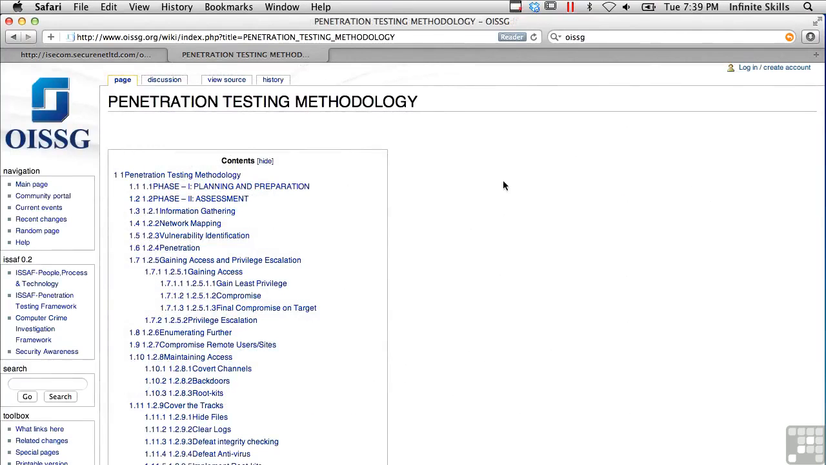Another methodology here is from the OISSG, and this is a penetration testing methodology. You can see here they've got a wiki set up and some similar sorts of things, although this is more targeted at an actual penetration test, where the other one is more geared towards something that's closer to a security assessment, where you're assessing the entire risk posture of the organization and you're doing a full round of security testing.